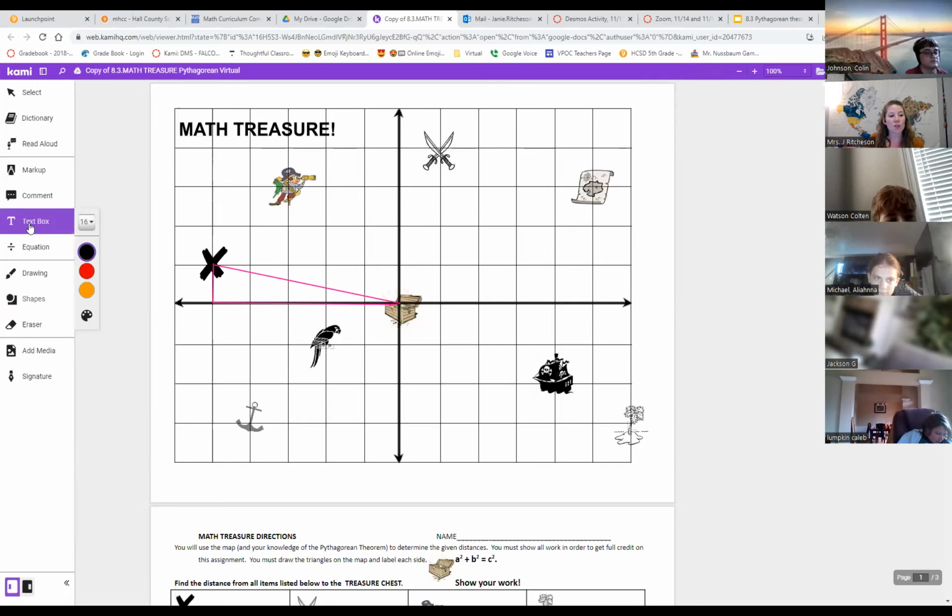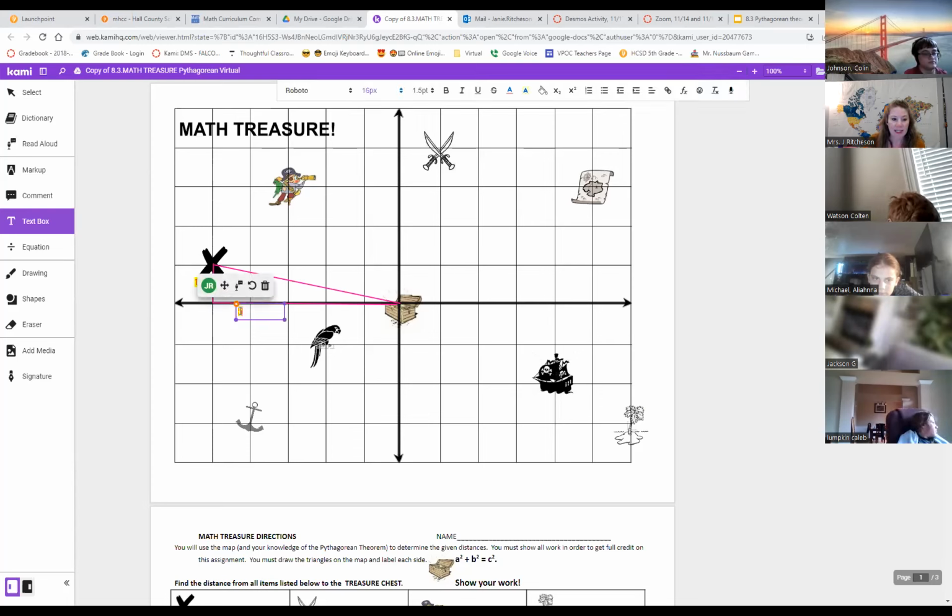All right, so now I'm going to label the dimension. How tall is this right here? What is the distance from this X to this line right here? Yep, 1 unit, you got it. So I'm going to label 1 right there. And then how far is it from this corner to the treasure box? Ryland's holding up 5 fingers. 1, 2, 3, 4, 5. Very good, Ryland. I agree with you. So I'm going to label this as 5 right here. So I have a triangle that's a 1 by 5.